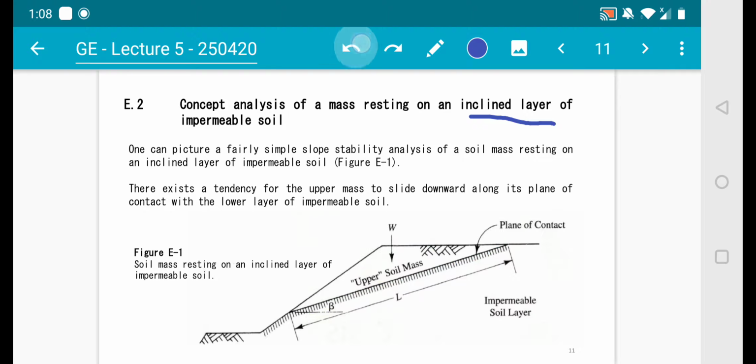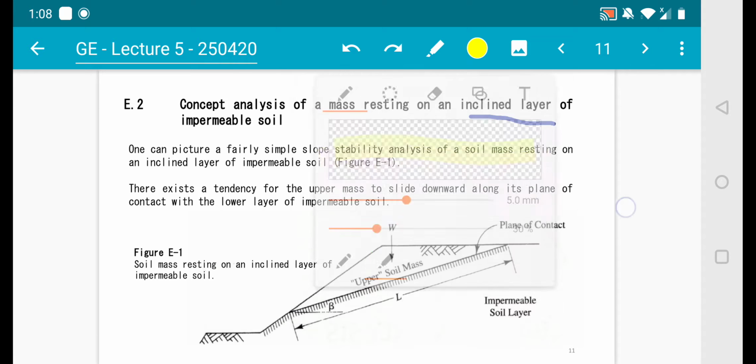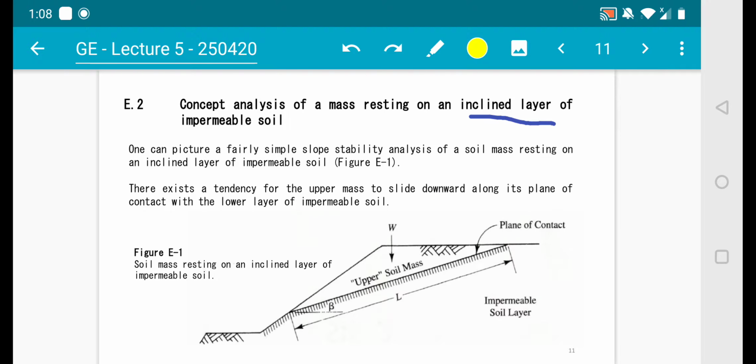Now let's change this again to highlighter. Now there exists a tendency for the upper mass to slide downwards along its plane of contact with the lower layer of impermeable soil. So this approach is using a straight line, which is the plane of contact. So that's the first approach. You have your mass on top and it's resting on an inclined straight line. So this figure shows soil mass resting on an inclined layer of impermeable soil.